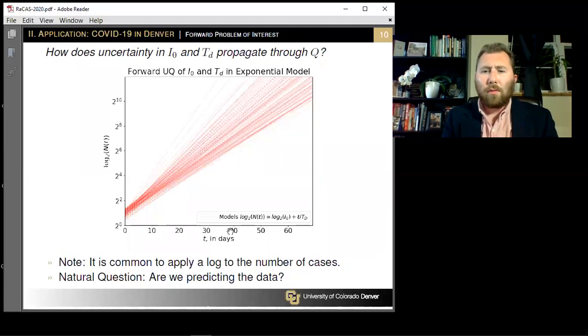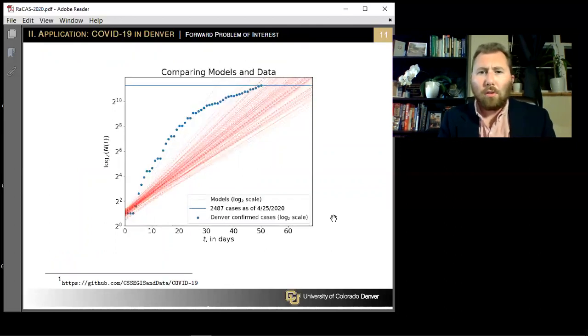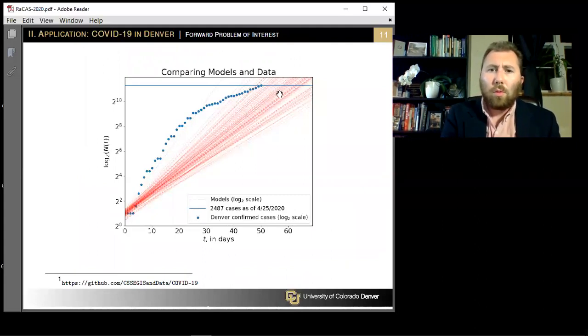And just a note, it's very standard to apply a logarithm, and what you obtain is actually a linear function when you apply a logarithm, and I'll leave it to the viewer to verify that fact. But a natural question here, are we even predicting our data? And sure enough, what we're going to see is that more or less we're predicting our data within the more current time regime here. Okay, so here I've plotted all of the logarithmically scaled curves that we observed earlier.